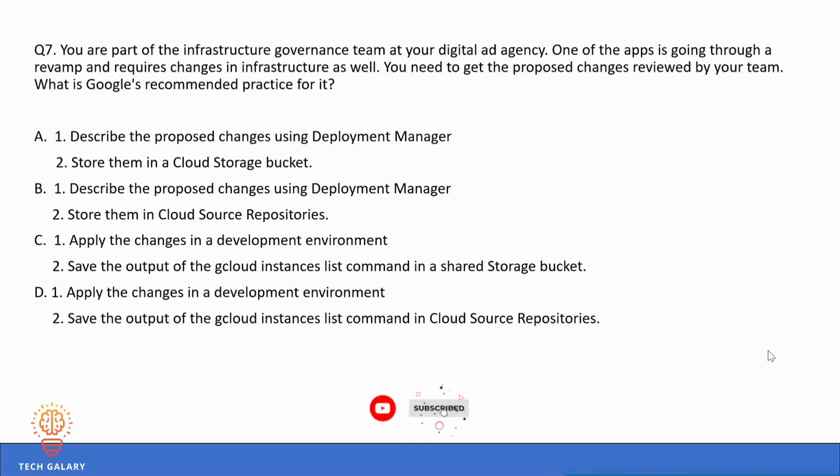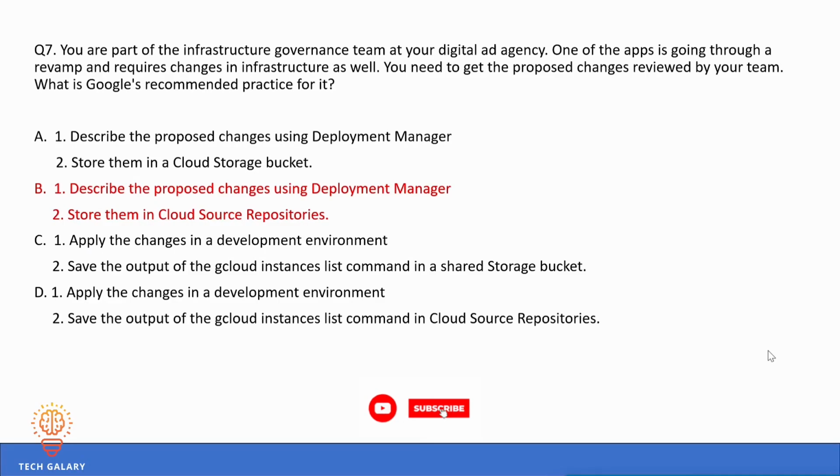You are part of the infrastructure governance team at your digital ad agency. One of the apps is going through a revamp and requires changes in infrastructure as well. You need to get the proposed changes reviewed by your team. What is Google's recommended practice for it? So these are the options available. The correct answer is option B. Describe the proposed changes using deployment manager. Store them in cloud source repository.